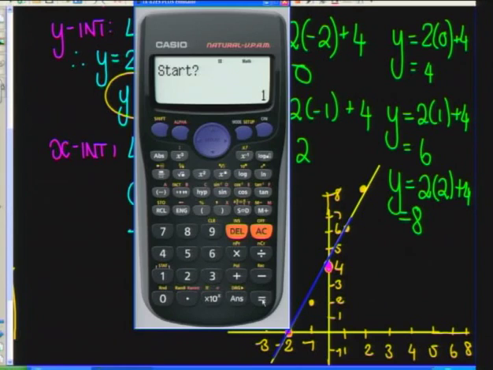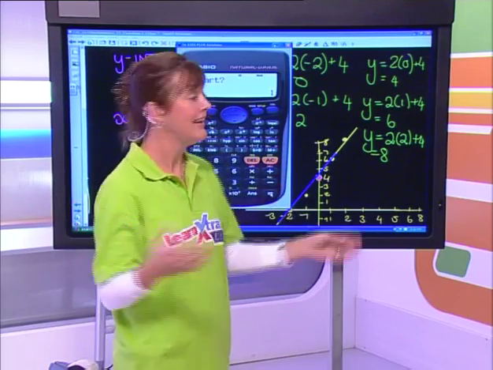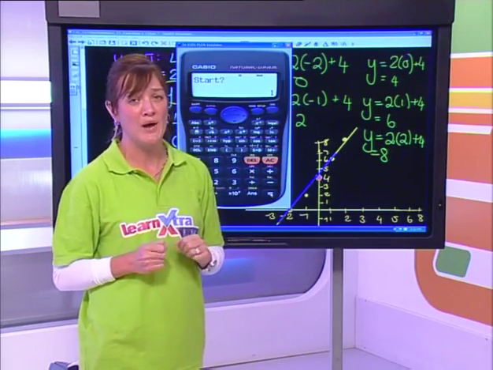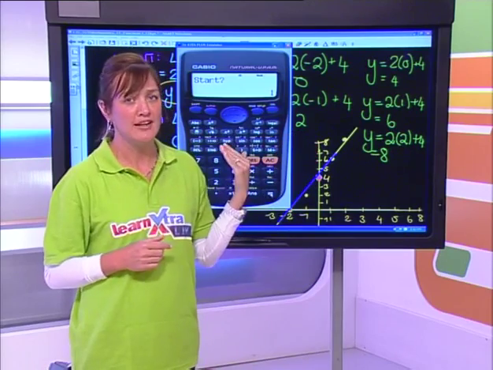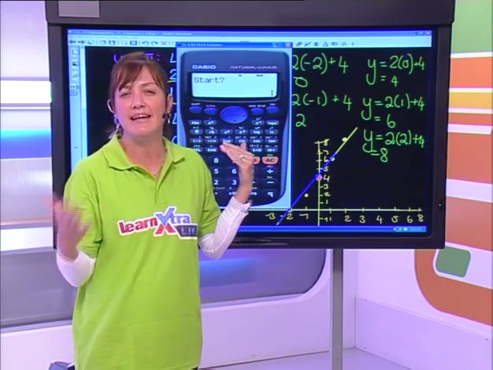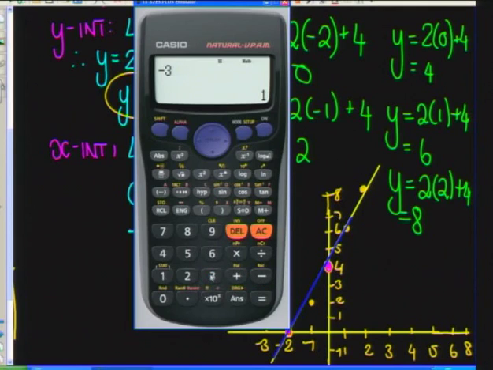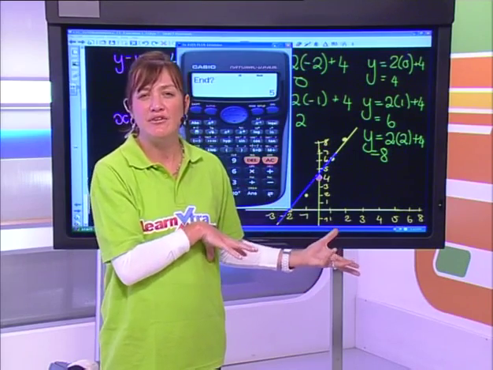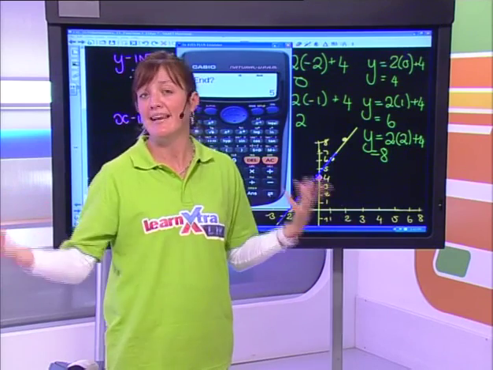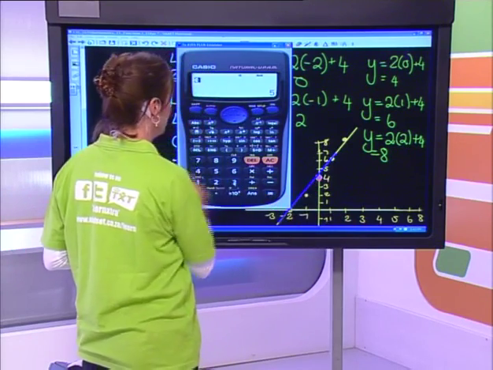It's asking you, where must I start, okay? It's suggesting that you start at 1, but we're going to suggest you start a little bit further back than that. So let's start at -3, all right? It's just giving us a few values on the negative side, which will give us a bit more space to work with. Once we've said that, we press equals, and the calculator says, where must I end? All right? Well, I started at -3, so let's make it the same on the other side. Let's end at +3, okay?